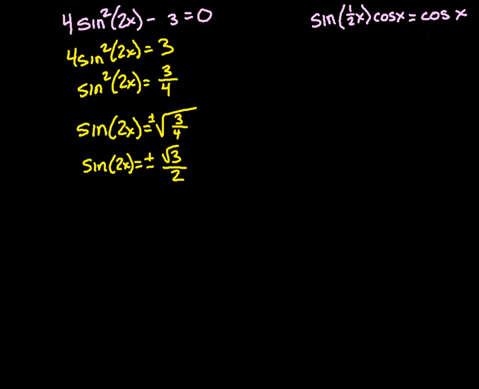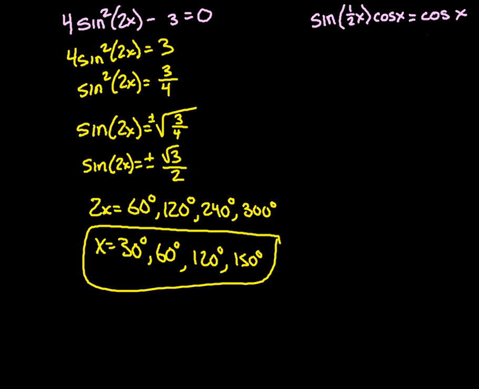So when does sine of an angle equal root 3/2? Well, there's 4 different angles because it's got to be positive or negative. So it's whatever 60 degrees is in all 4 quadrants. But that's what 2x equals. So to get what x equals, all I do is divide each of those numbers by 2 to get 30, 60, 120, and 150.